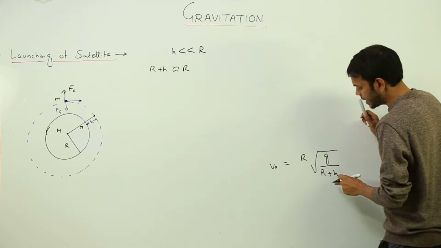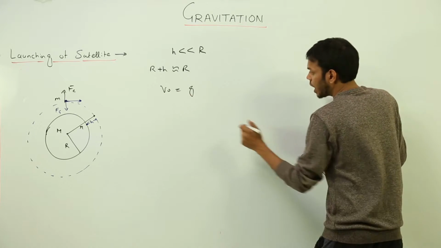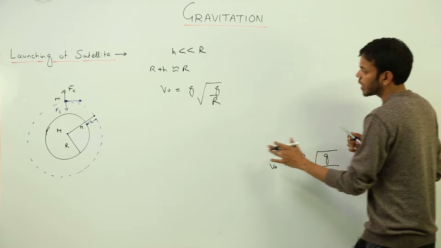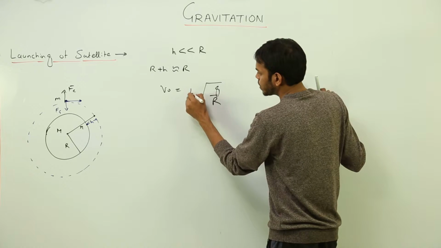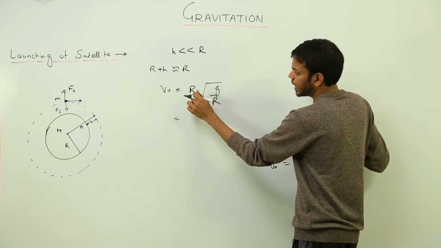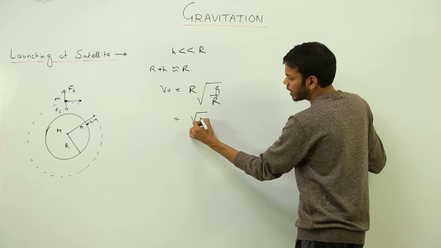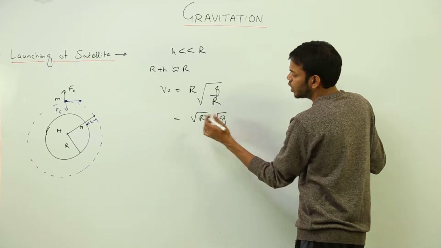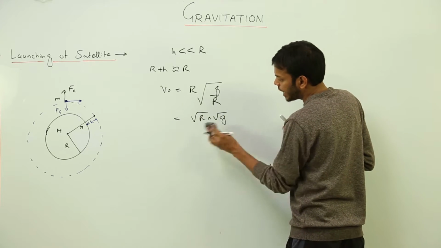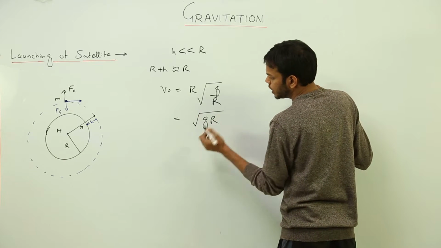If I take this value in this equation, I'll get v naught is equal to g times under root g over r, right? No, it was r outside. So it is r times under root g upon r. What does this become? This becomes root r into root r. So one root r gets cancelled out and I'm left with under root r multiplied by under root g, or I can rewrite this equation as under root r into g, right? So this becomes under root g into r.